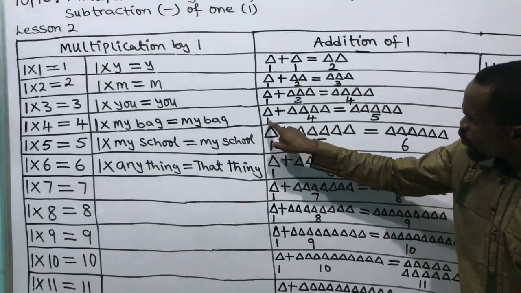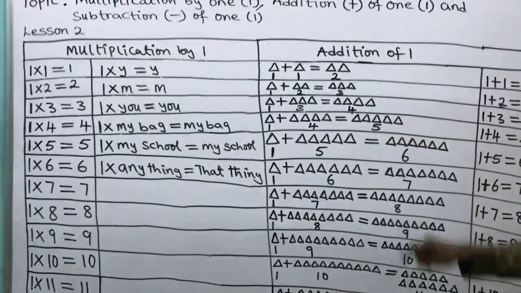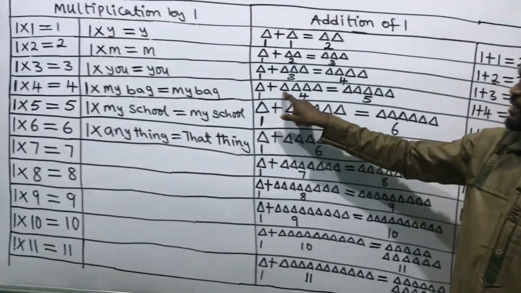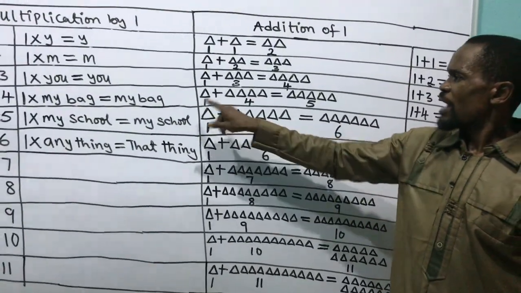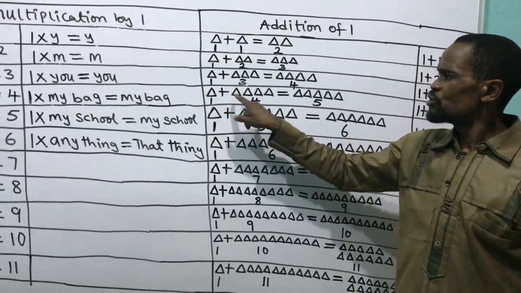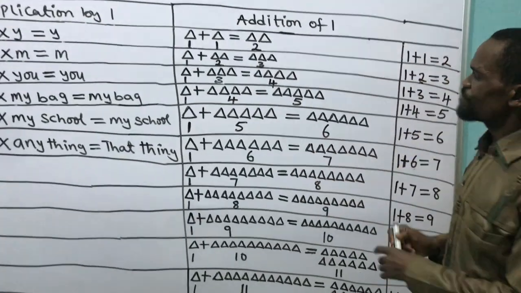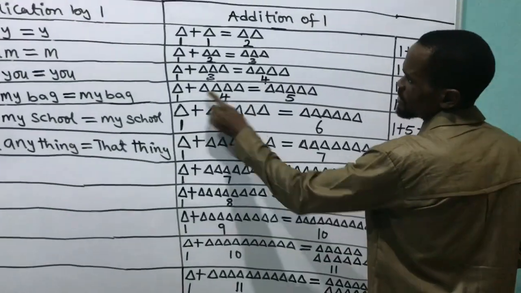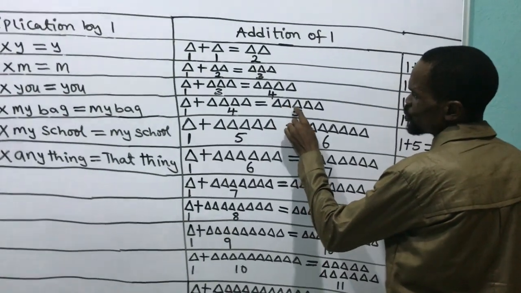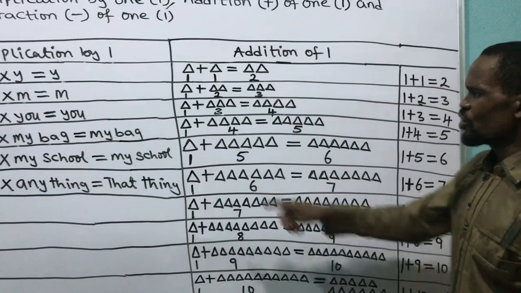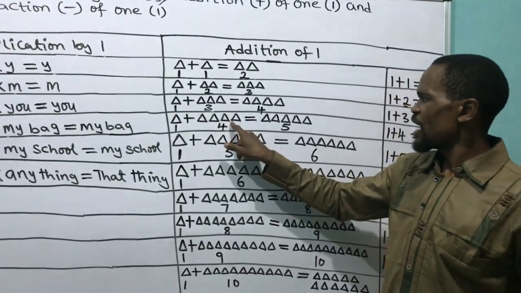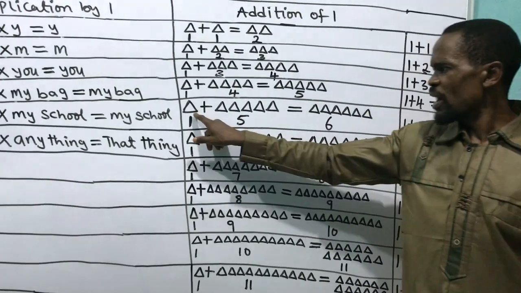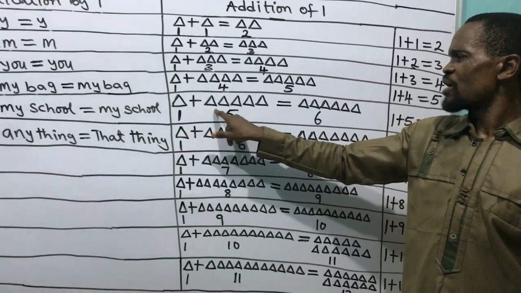Then coming here, 1 plus 4 will give me 5. How? We said 1 triangle plus 4 triangles. We count it 1, 2, 3, 4. Then we add them together. Become 1, 2, 3, 4, 5. That means that 1 plus 4 will give me 5. That's 5 triangles. So 1 triangle plus 4 triangles will give me 5 triangles. That means 1 plus 4 will give me 5. 1 triangle plus 5 triangles. We count it here.